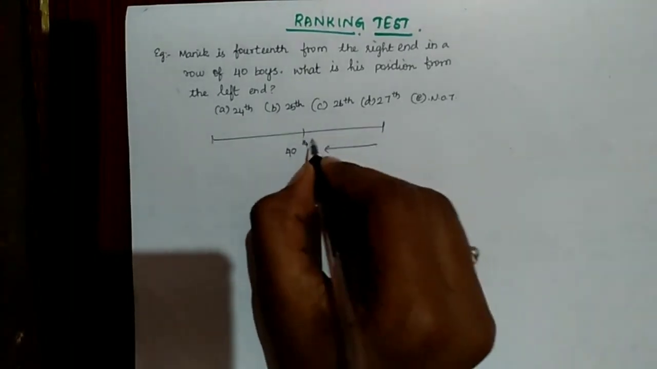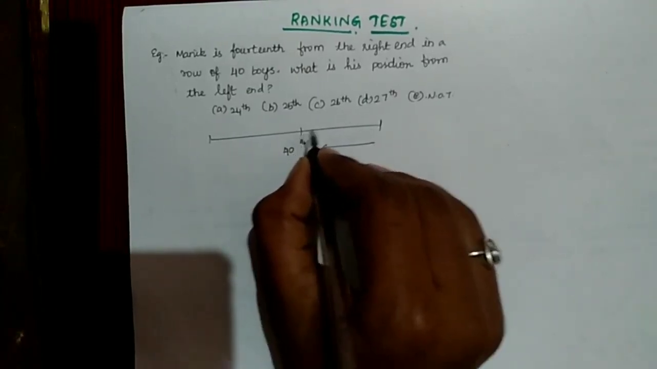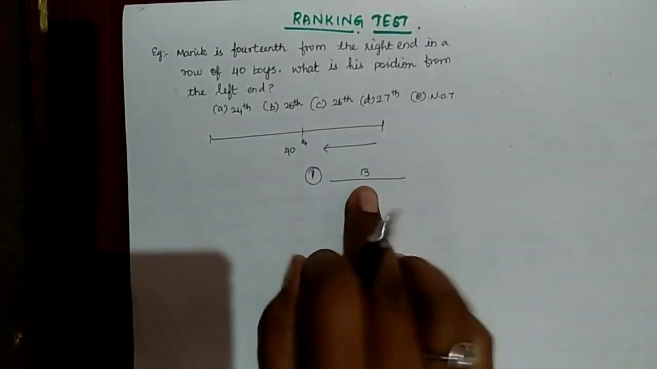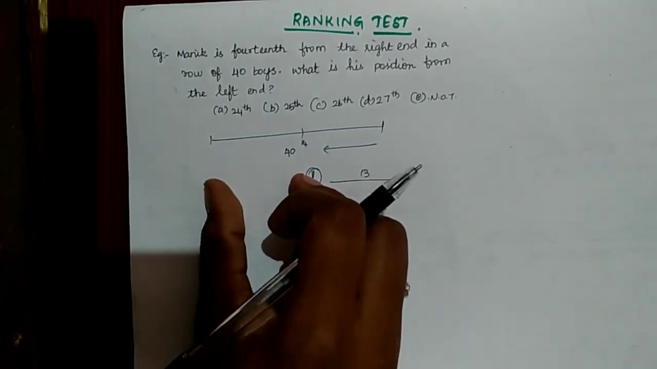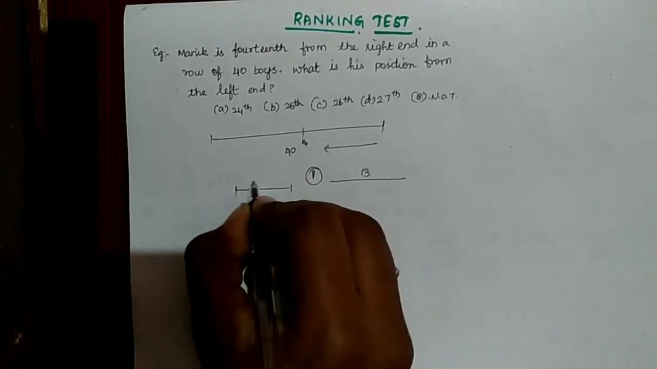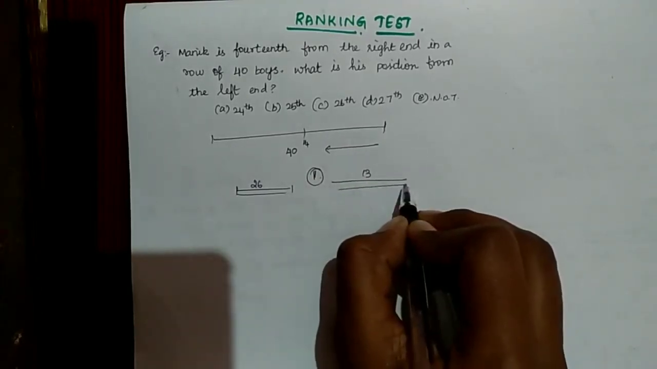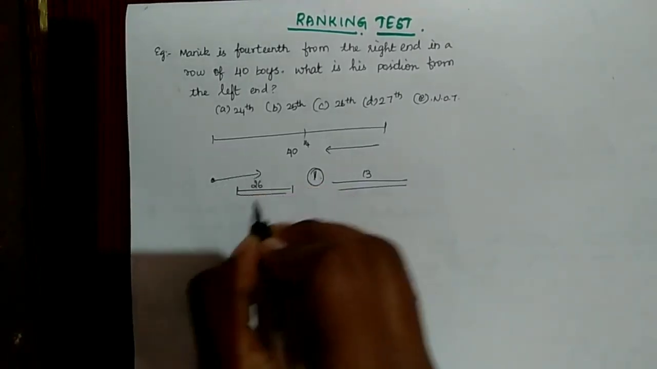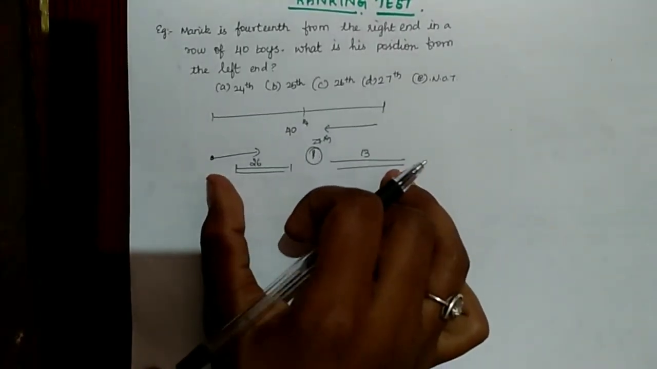So we have to find: before Manish, 13 boys are sitting. So 13 boys plus Manish, and the remaining: 40 minus 14 gives 26. So 26 boys are sitting to the left of Manish, and 13 boys are sitting to the right of Manish. So what is the rank of Manish from the left end? He is in the 27th position, right? This is how we have to calculate the ranking test.